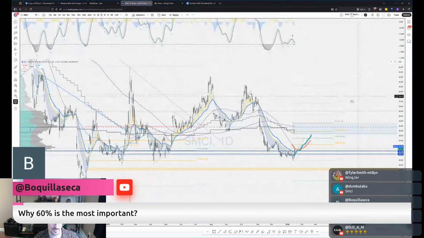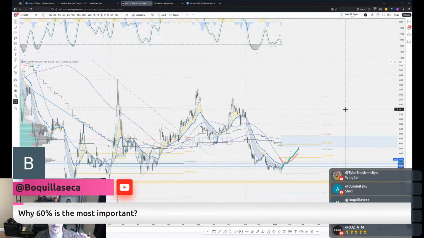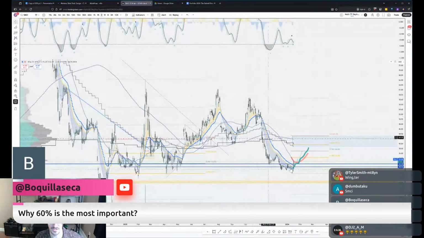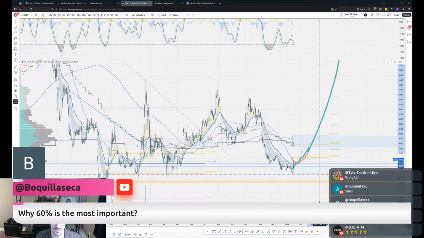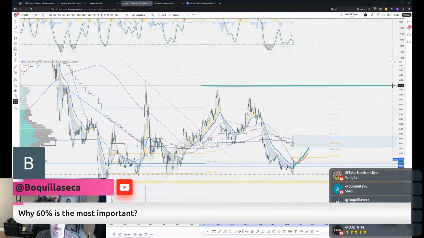I know I'm a little all over the place. Bokuyeseka, here's the important part. We have a range. If we're going up, we have to digest this range in an efficient way. So it won't just go straight up. Instead of going just like this, very likely it'll do something like this. So the goal is to break up above this range.